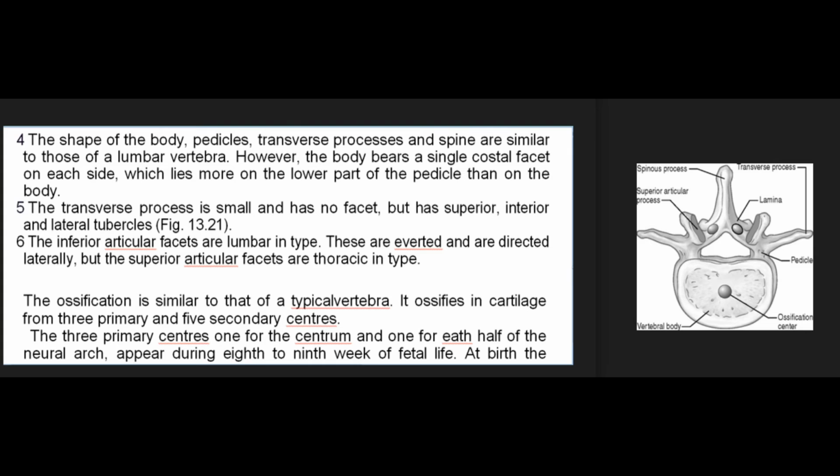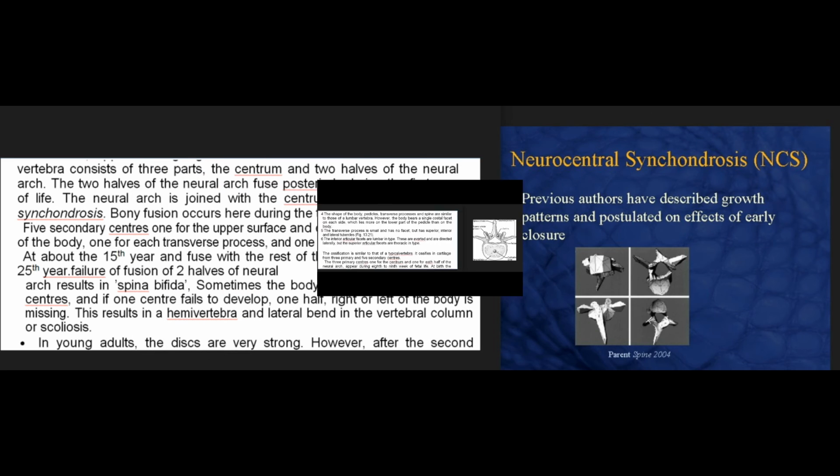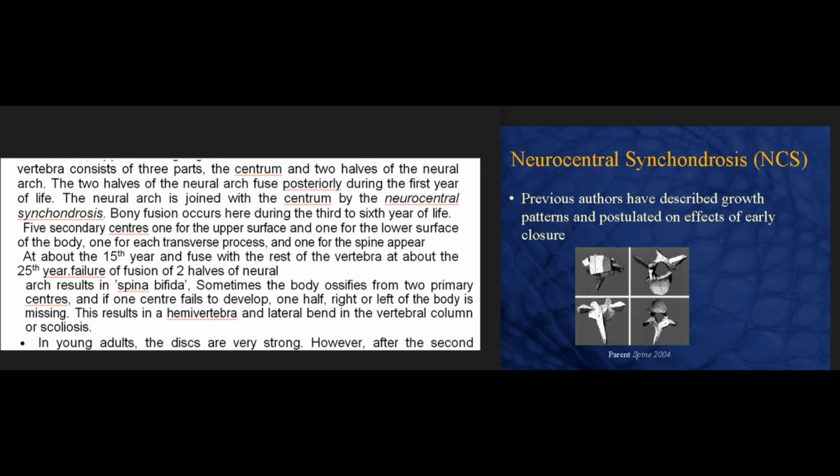The ossification is similar to that of a typical vertebra. It ossifies in cartilage from 3 primary and 5 secondary centers. The 3 primary centers, one for the centrum and one for each half of the neural arch, appear during the 8th to 9th week of fetal life. At birth the vertebra consists of 3 parts, the centrum and 2 halves of the neural arch. The 2 halves of the neural arch fuse posteriorly during the first year of life.